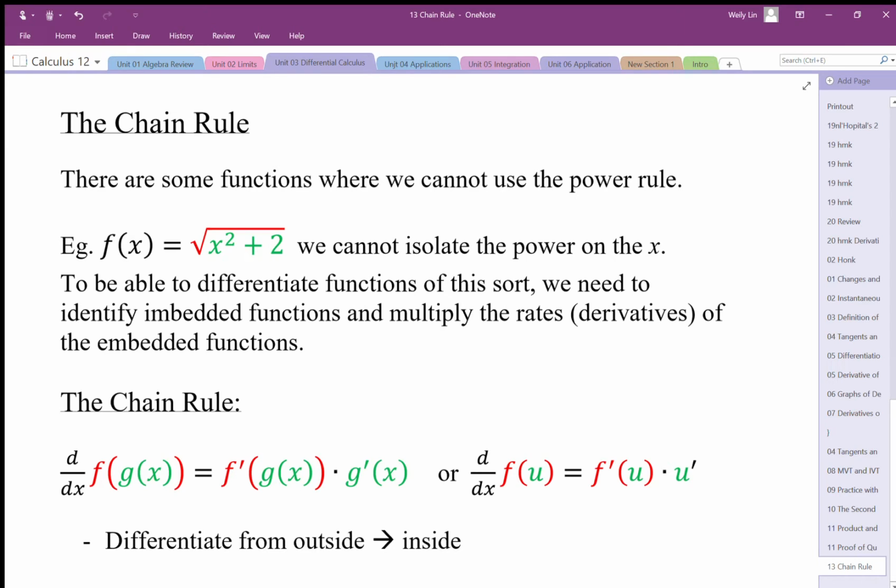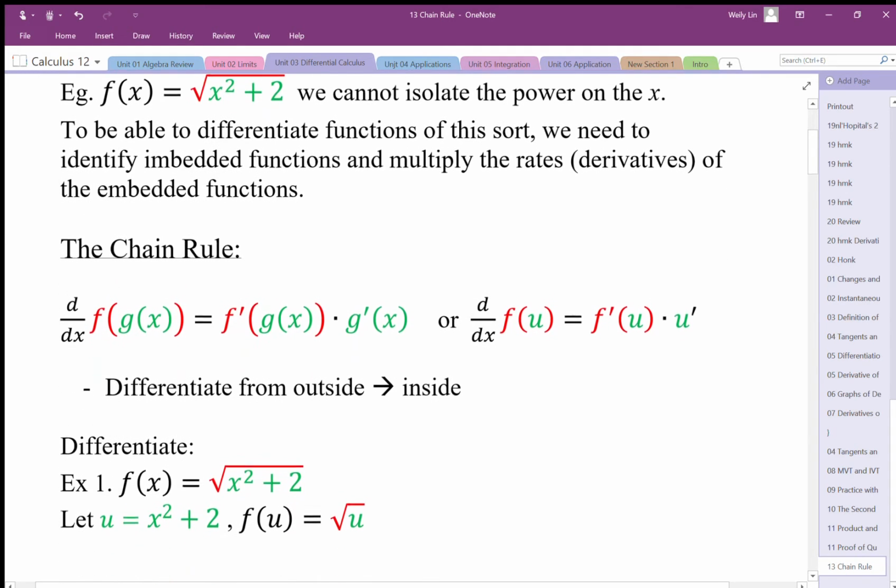So right now we're just going to look at how do we actually do this? How do we do derivatives or rates of change for these embedded functions? And we need something called the chain rule. So the chain rule looks like this.